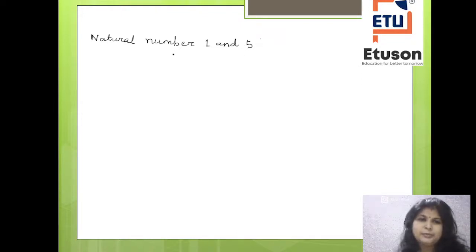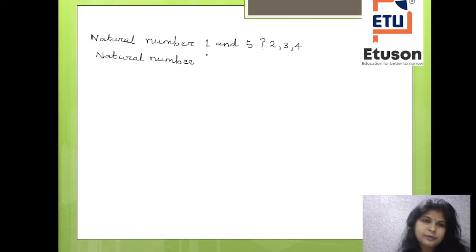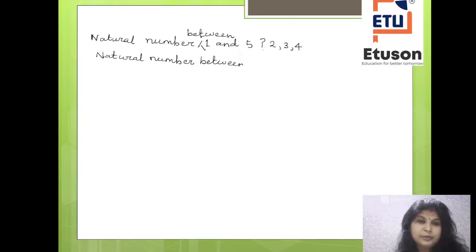So the numbers are 2, 3 and 4. Correct or not? Now suppose I ask another question. Find out the natural number between, so I'll just write between, so that afterwards when you are watching the video you may not be confused, since I had missed it. So the natural number between 7 and 9.